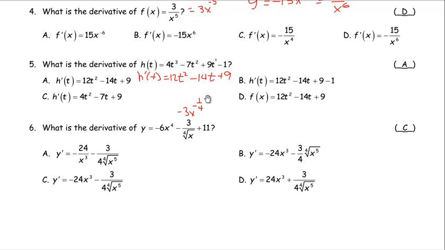Notice that D is almost the correct answer, but see, because this is h of t, it should say h prime of t. This is f of x equals. So this is actually the correct derivative, but this is the wrong notation here.